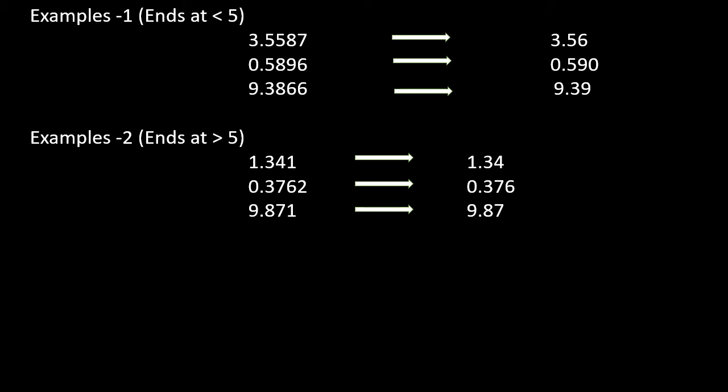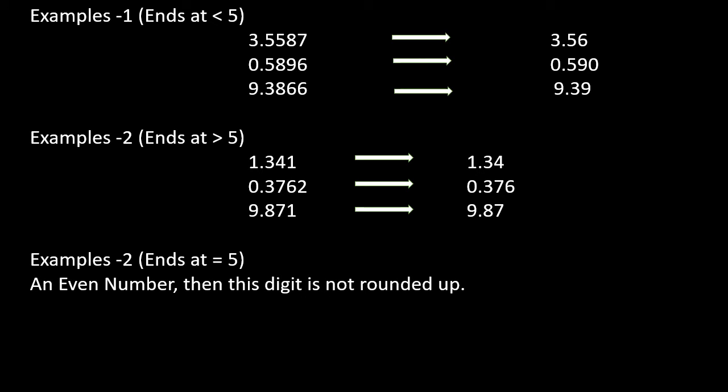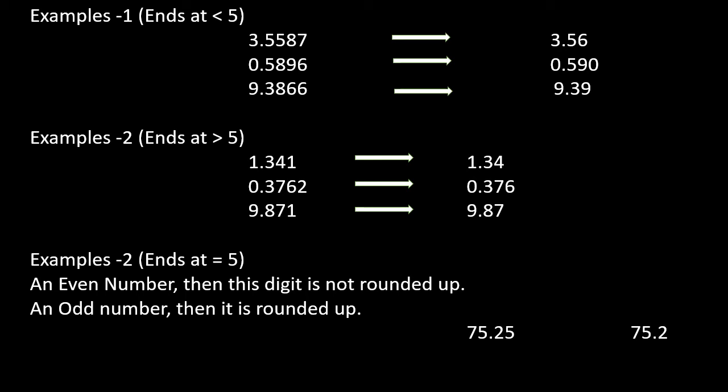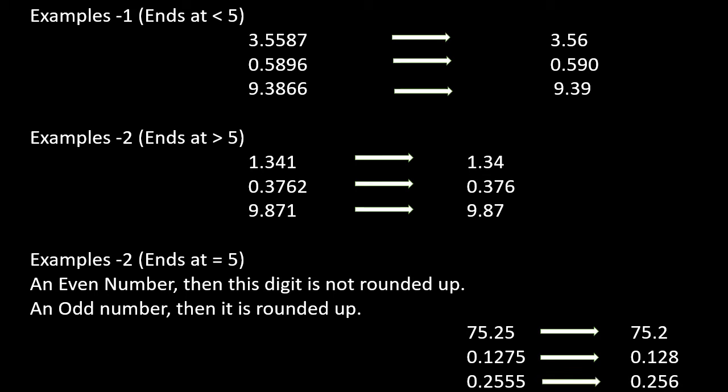There is a special case for any number that ends in a 5. As a general rule, if the digit preceding the 5 is an even number, then this digit is not rounded up. If the digit preceding the 5 is an odd number, then it is rounded up. For example, 75.25 rounded off to three significant digits becomes 75.2. 0.1275 becomes 0.128 and 0.2555 becomes 0.256.